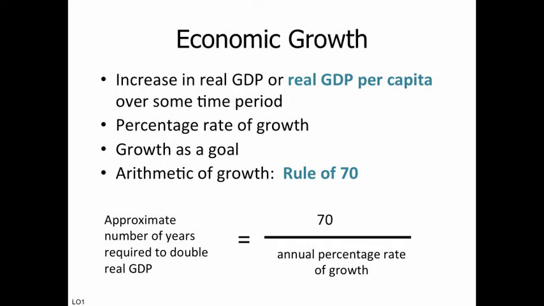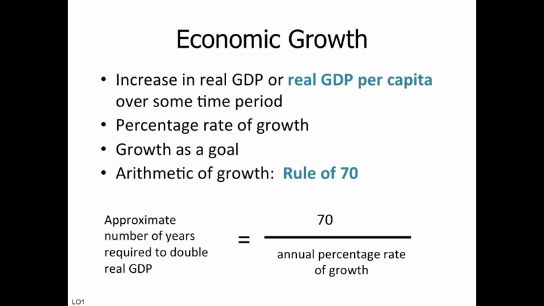So when we look at economic growth, either changes in real GDP or real GDP per capita over some time period, typically a year, we think of this growth as a goal. So we have this arithmetic of growth, kind of a rule. It's called the rule of 70.